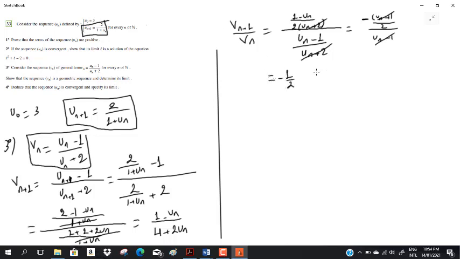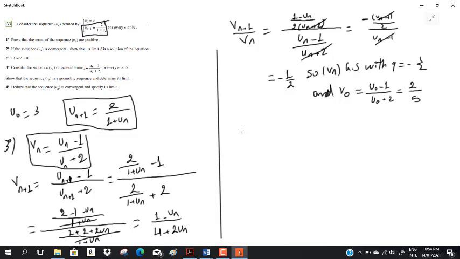The answer is a constant number, so Vn is a geometric sequence with common ratio q equal minus half, and first term V0. V0 equal, I just replace n by 0 in this relation, u0 minus 1 over u0 plus 2 equal 3 minus 1 over 3 plus 2, equal 2 over 5. Okay.